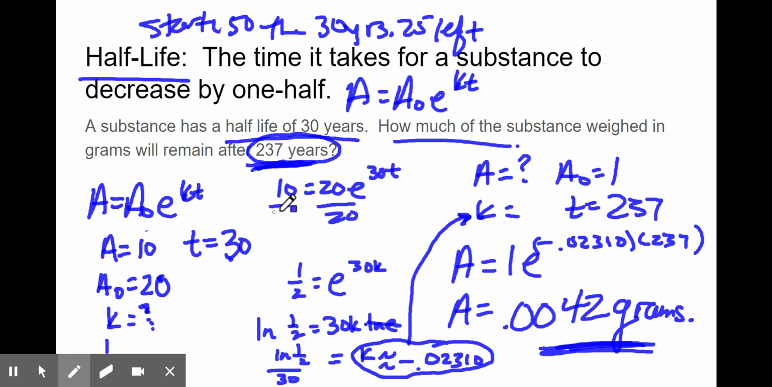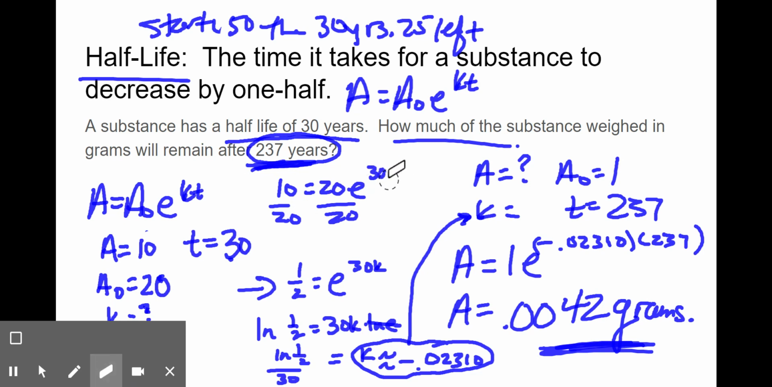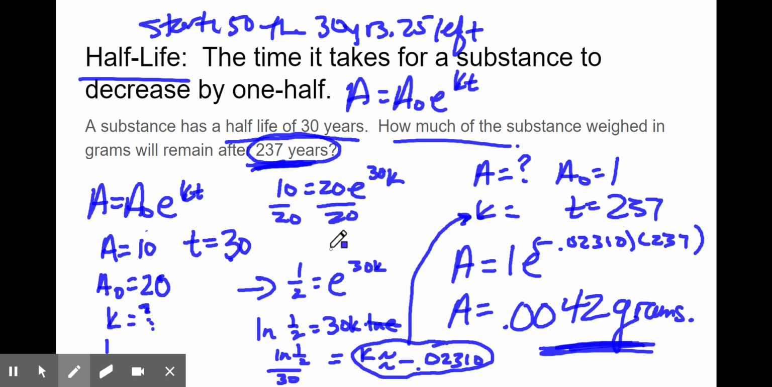Divide by 20 on both sides. Oops, there should be a K, not a T. Sorry, folks. I'm solving for K. So I divide by 20 on both sides. What do I get? I get this line that's right here: 1/2 equals e to the 30K. So it doesn't matter how much you write in the initial spot, as long as after the half-life of 30 years, there'll be exactly half of what there was.